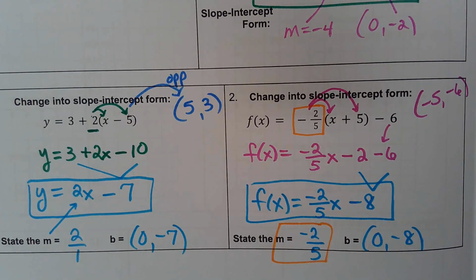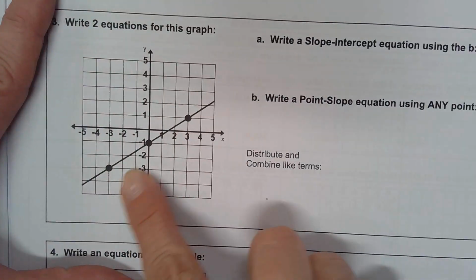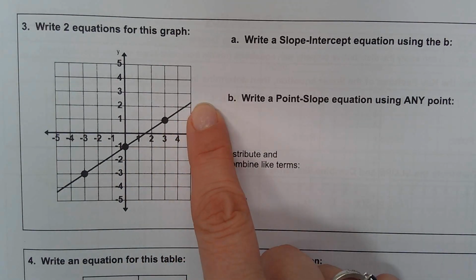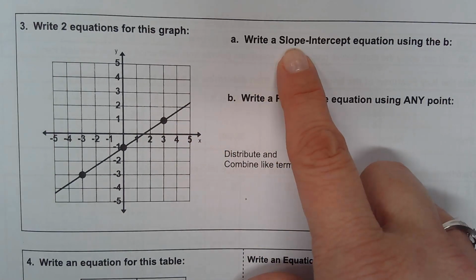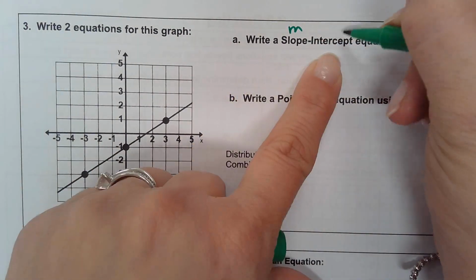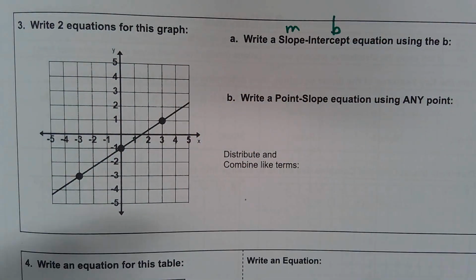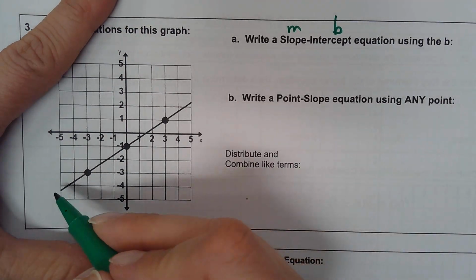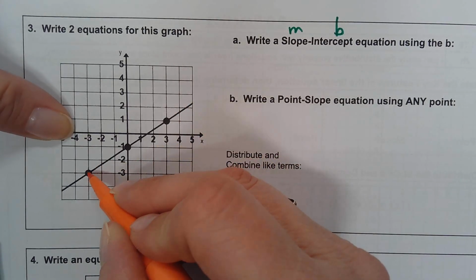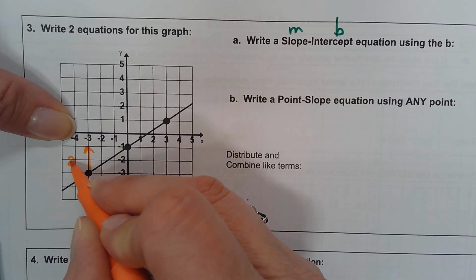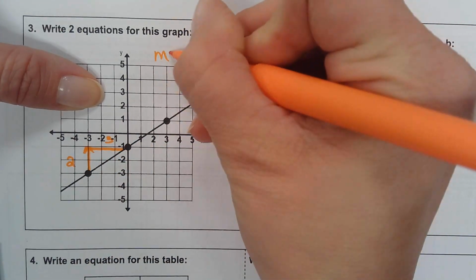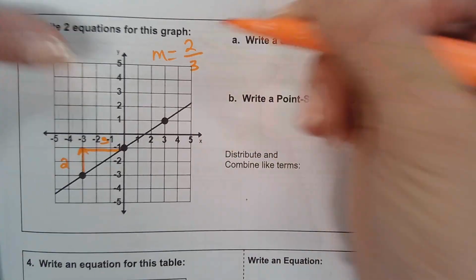Let's take a look at a graph to explain this. This line right here has many, many points, even more points on it. To write a slope-intercept equation, we need a slope and we need a y-intercept using the b. So let's look at this graph first. The slope is definitely increasing up 2 over 3. So the slope is up 2 over 3.